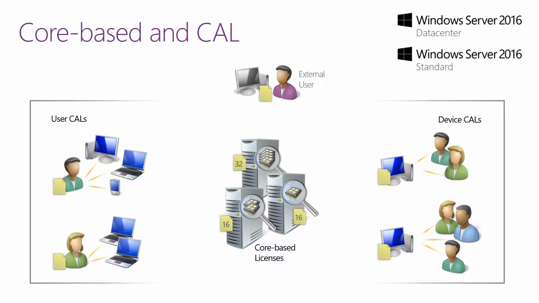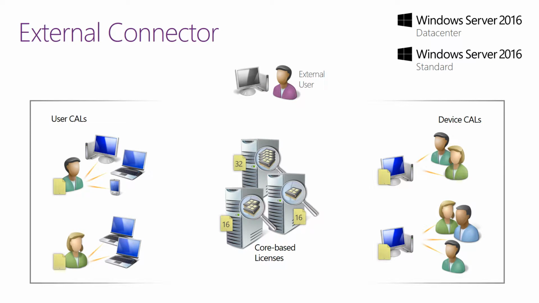Another point to note is, if you have mixed versions of Windows Server, then you need to make sure that the CALs are the same or a higher version of the servers that they are accessing. For example, if you had a Windows Server 2008 server, then Windows Server 2016 CALs would be allowed to access that server, but not the other way around.